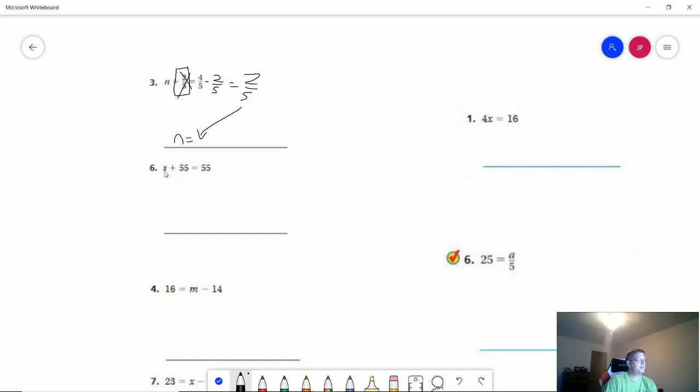For this one, we can use the same strategy. So we can send this part over to the other side. So we're subtracting 55 from both sides. That would give us 0. And so S would be equal to 0.